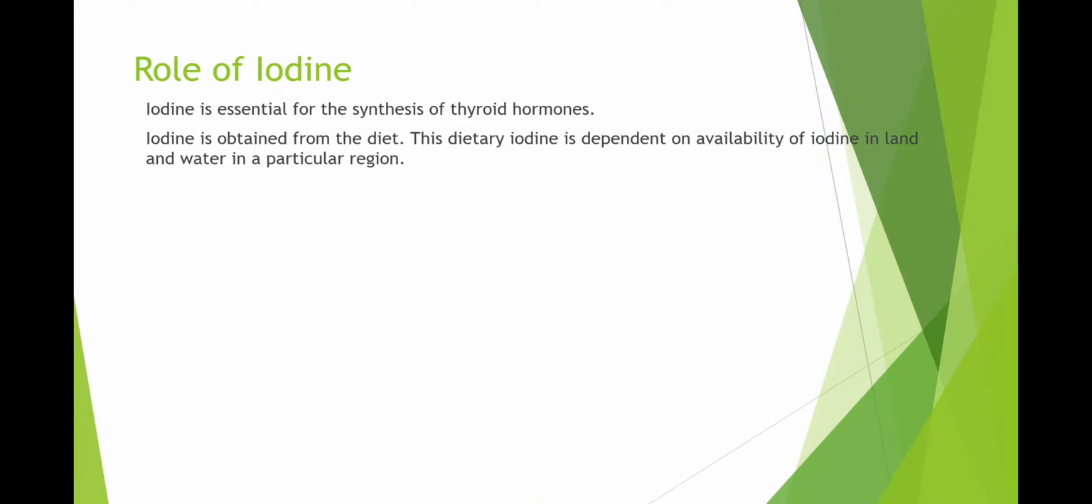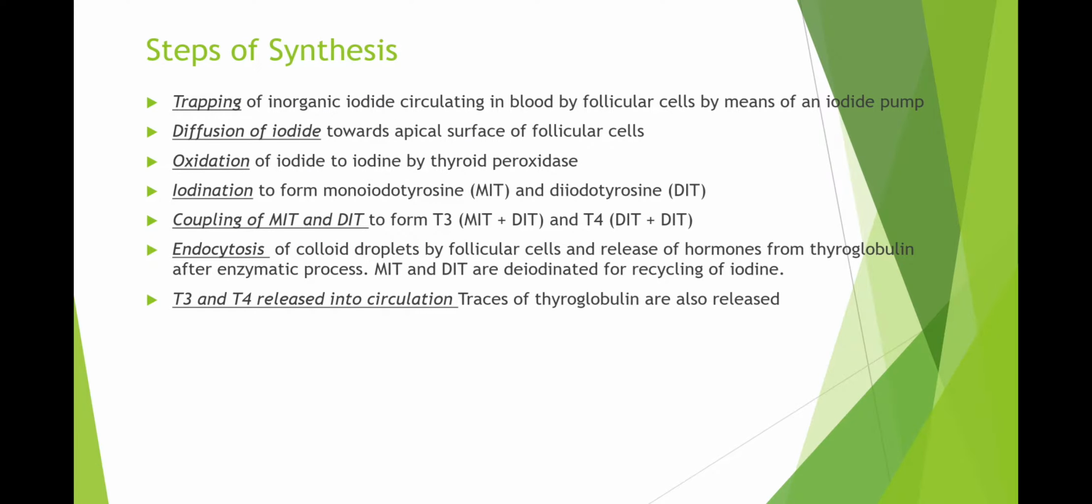The role of iodine. Iodine is essential for the synthesis of thyroid hormones. Iodine is obtained from the diet. This dietary iodine is dependent on availability of iodine in land and water in a particular region. The steps of synthesis. There are a series of steps for the formation of the thyroid hormones.